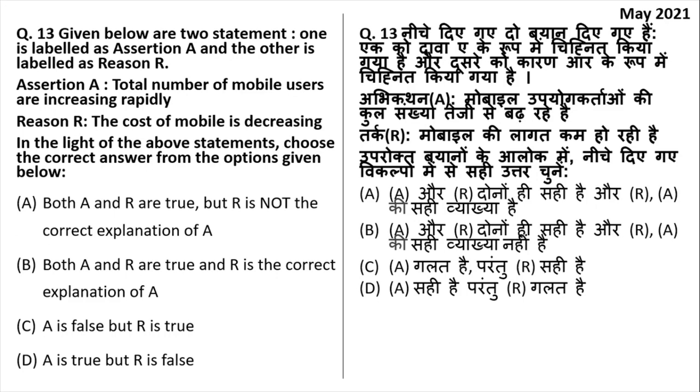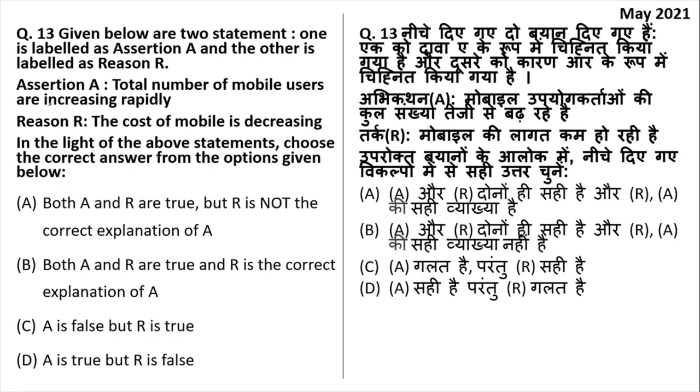Next question. Given below are two statements, one is assertion and one is reason. Now we have to tell if both are true but R is not the correct explanation, or if both are true and R is the correct explanation of A, if A is false but R is true, or if A is true but R is false. So once I have told you, now going forward I will not tell you about these options. There are multiple assertion and reason questions in this video.